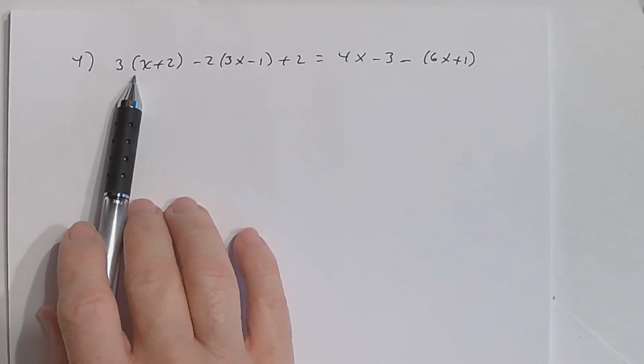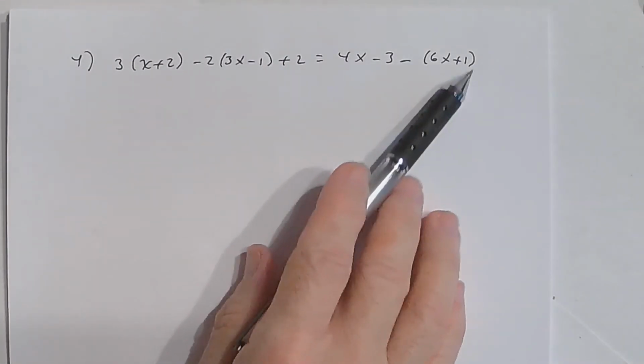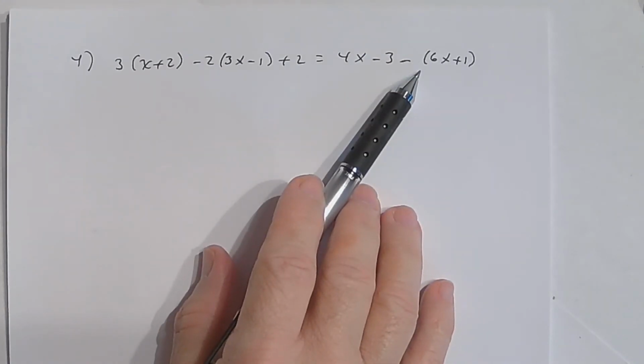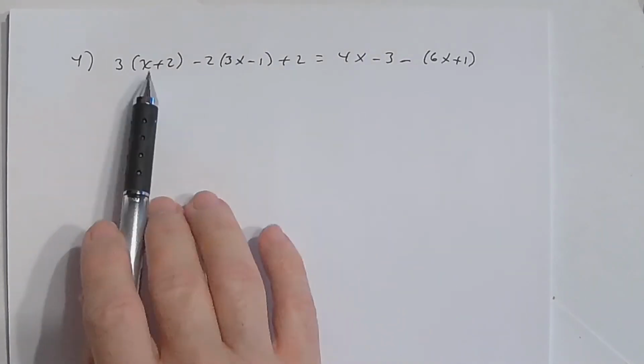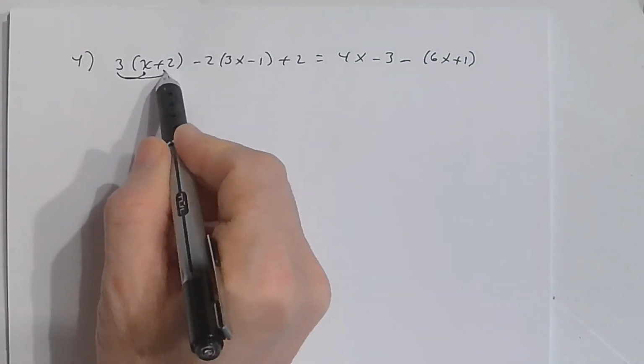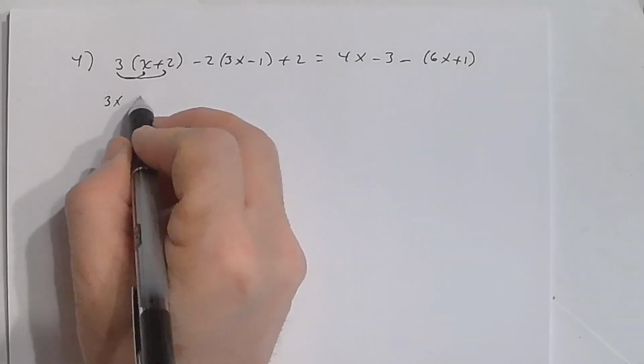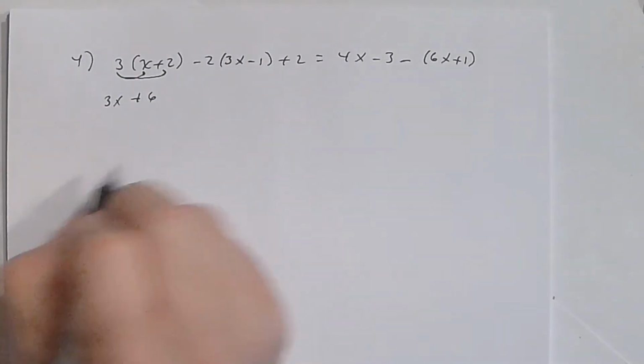But notice that I'm going to use the distributive property 1, 2, and 3 times. Okay? So I'm going to use the distributive property 3 times. So let's go ahead and do each one. Let's do this one first. So 3 times x is 3x. 3 times 2 is 6. So that one was easy, right? Now let's get this one.